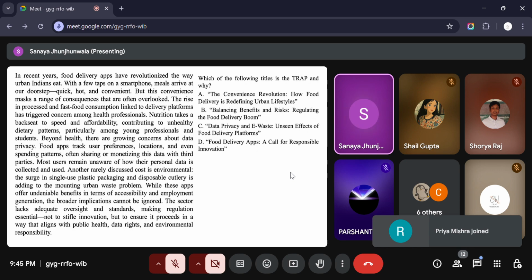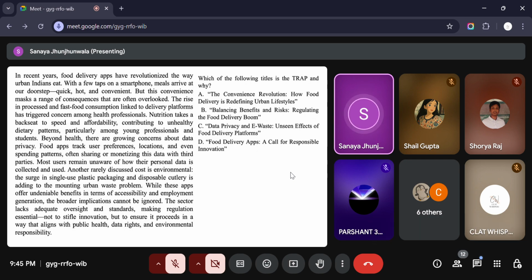So over here, I want you guys to see what is the trap question and why. Out of the four options, one of them is not the proper title for this passage. So this is like the antithesis of the main idea, that which of the following is not a representation of that passage. So quickly go through the four options and let me know which one you think is the trap question.